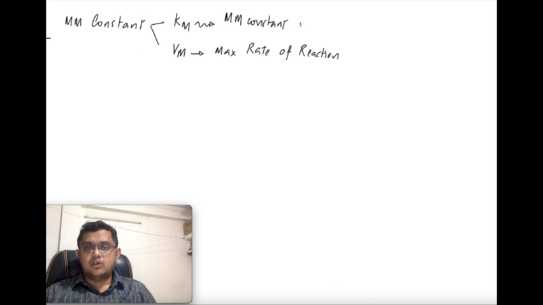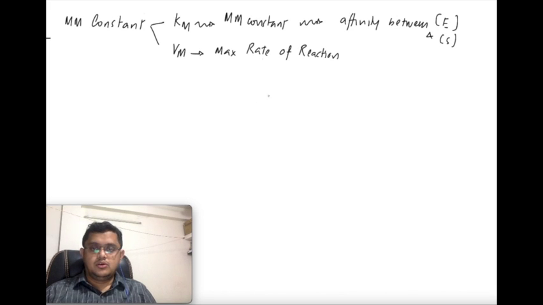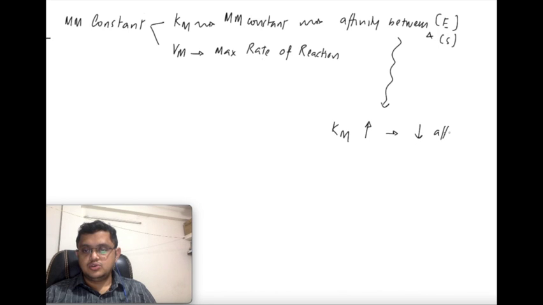The Km is normally used to measure the affinity between your enzyme and substrate. There is an inversely proportional relationship between the Km and affinity. Whenever the Km value is higher, it means that particular substrate has low affinity towards its particular enzyme. So that's why I mentioned that it is inversely proportional.